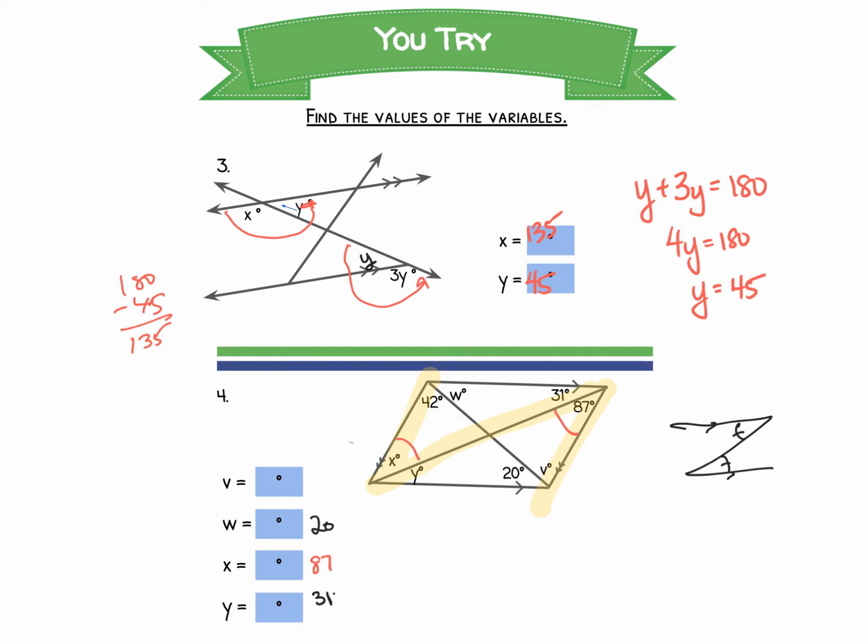All right, last one then. Let me get rid of this. We'll look at our parallel lines again. So here and here. This time we're going to go this way. So looking at my z, okay, we can see that V and 42 are alternate interior angles. So V has to be 42.